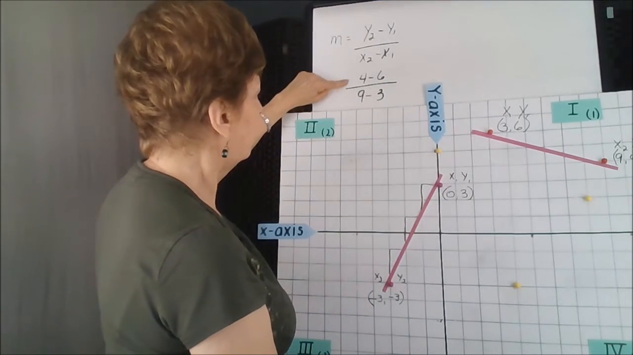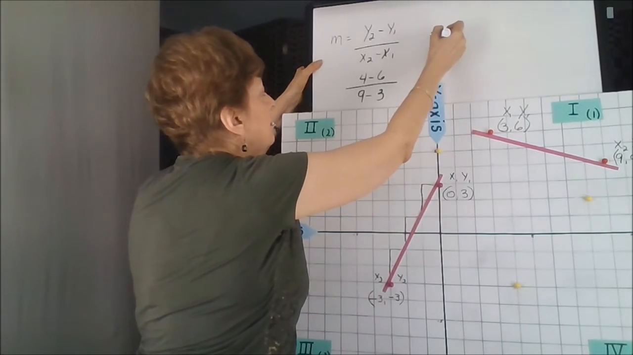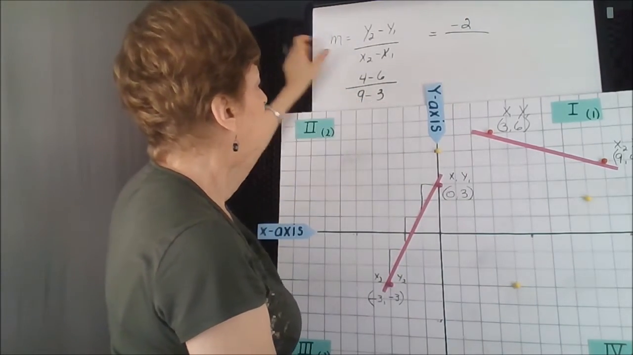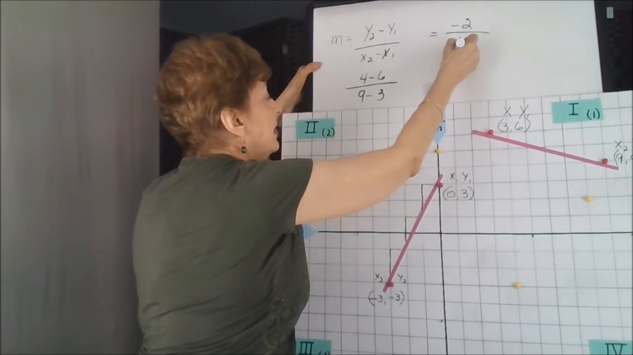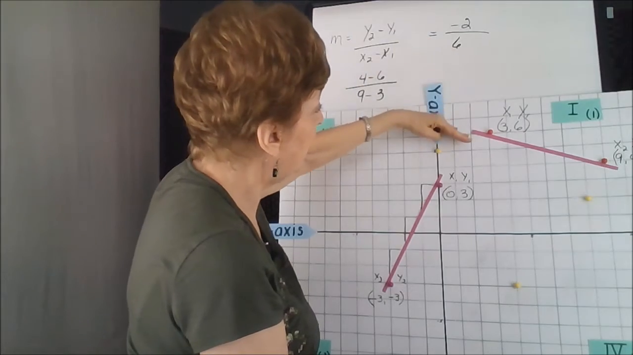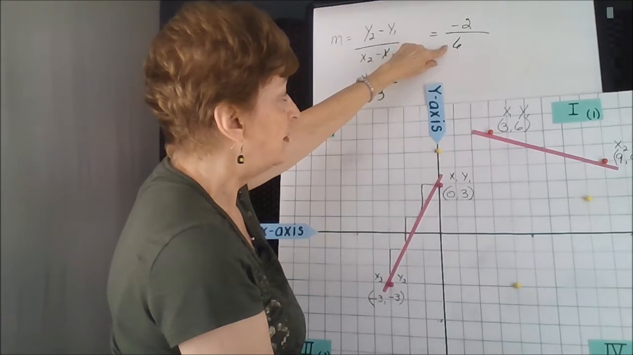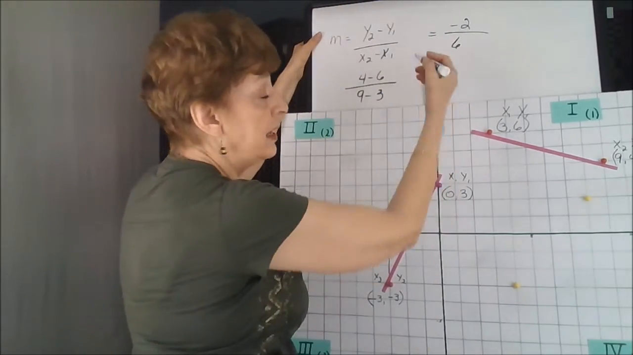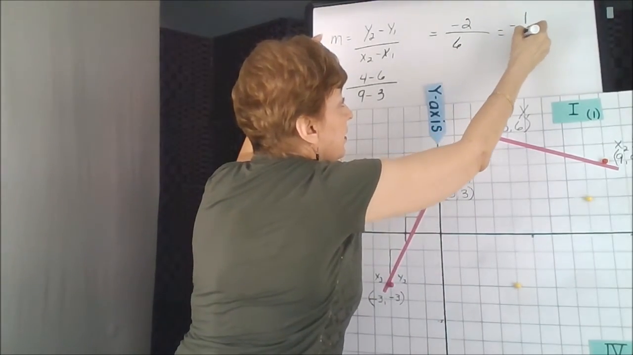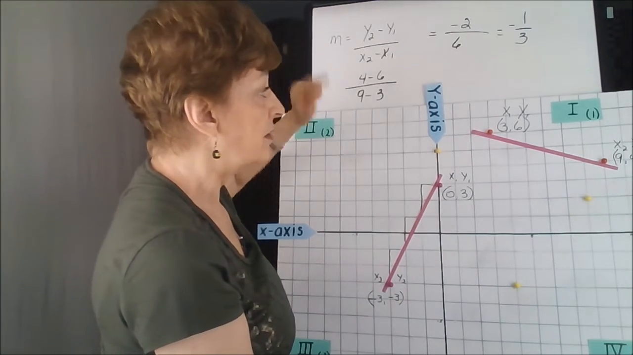Now we're ready to do our math. 4 take away 6 is a negative 2. 9 take away 3 is a positive 6. This is a negative slope, that's correct because it's going this way. Negative 2 over 6, we can reduce or simplify to negative 1 over 3. So our slope is negative 1 over 3.